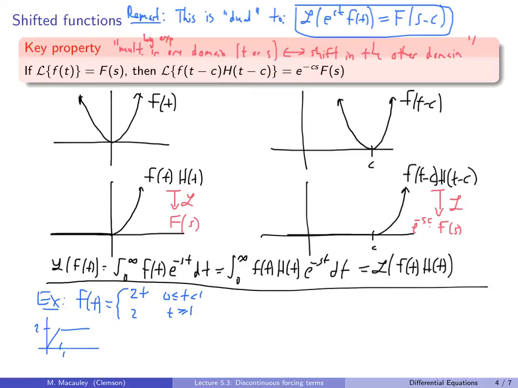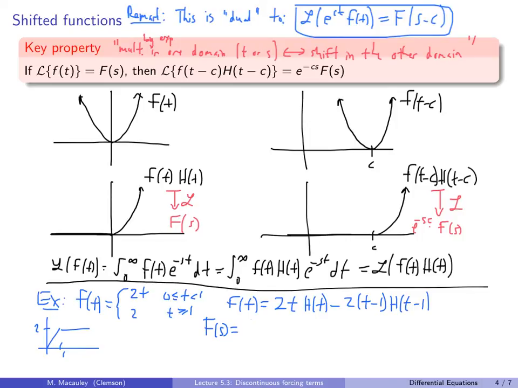And now recall that a couple slides ago we wrote this function as 2t h of t minus 2 times t minus 1 h of t minus 1. So let's compute the Laplace transform of this. So the Laplace transform, capital F of s, this is the Laplace transform of, well actually let me pull out the 2.